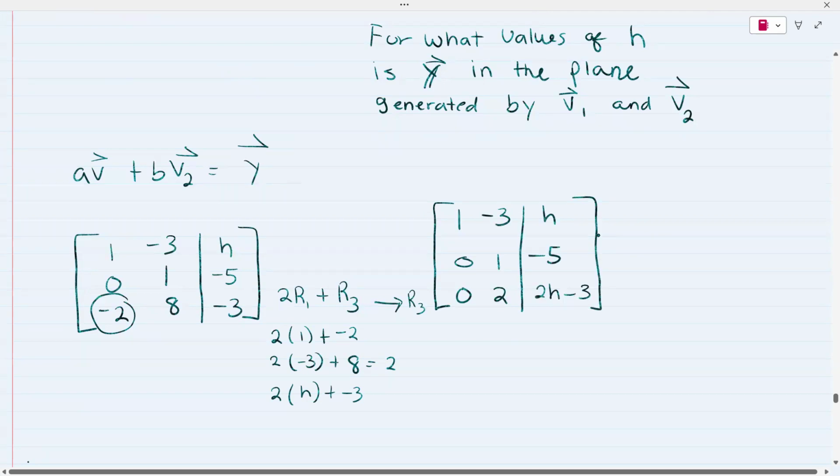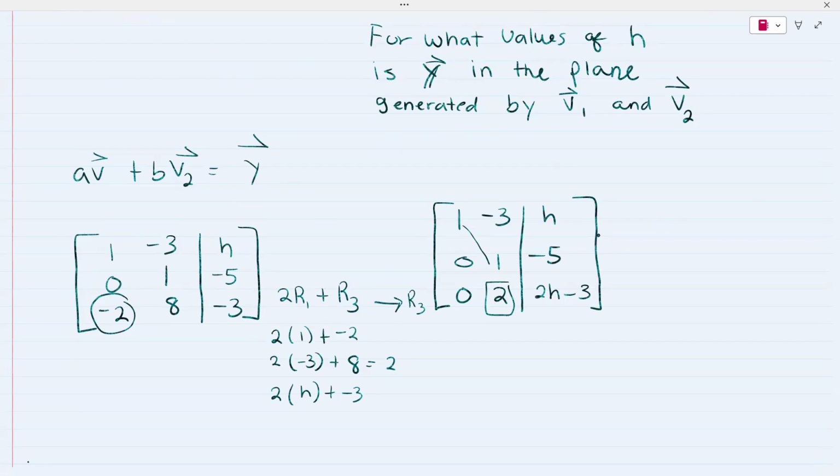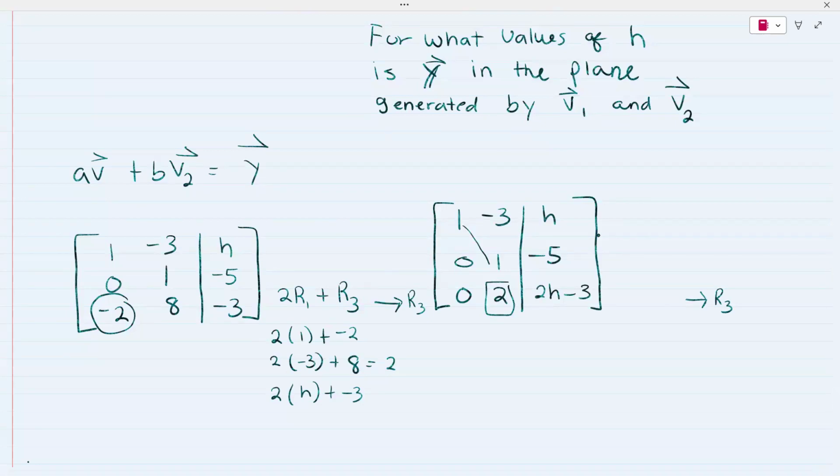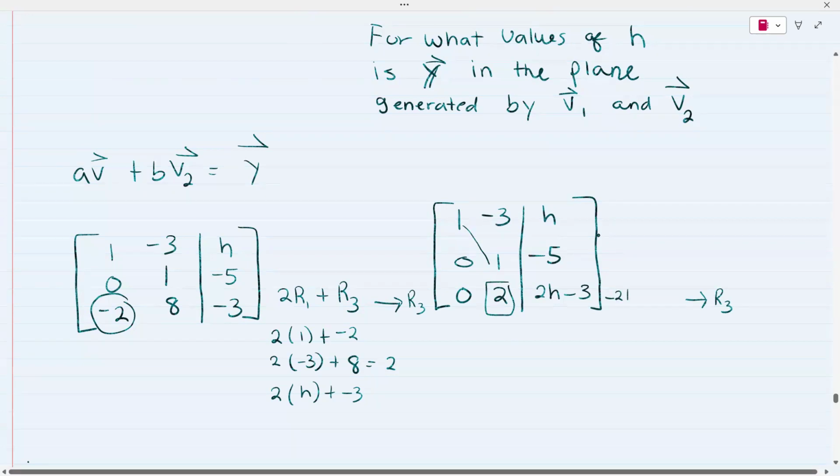Then what I would do next: this already has a diagonal one, so that's good. Now let's make this 2 into a 0. How would I do that? This 2 is in row 3, so we're only going to mess with row 3. To make this 2 into a 0, I would multiply -2 times row 2 plus row 3, and that will give us the new row 3.